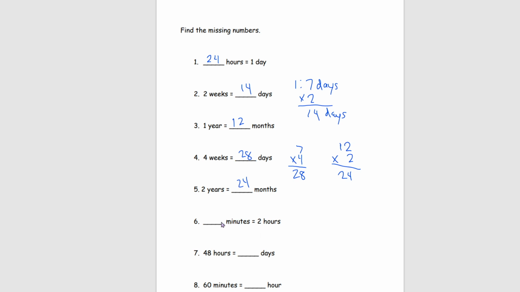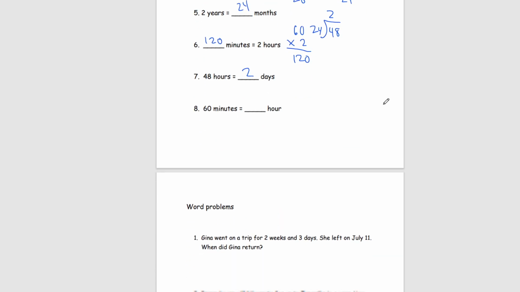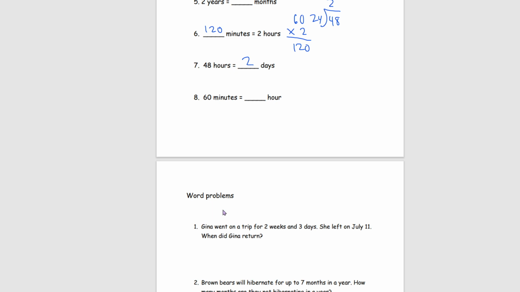For number 6, we have blank minutes is equal to 2 hours. 1 hour is equal to 60 minutes, so if we just multiply 60 by 2, it gets us 120 minutes. For number 7, we have 48 hours is equal to blank days, and we know that 1 day is 24 hours, so we can do 48 divided by 24, which gets us 2. So 48 hours is equal to 2 days. And lastly, for number 8, we know that 60 minutes is equal to 1 hour, so we can just fill in number 1.